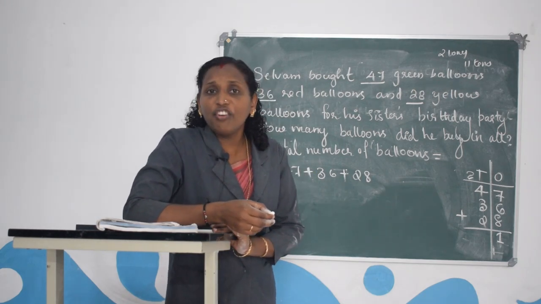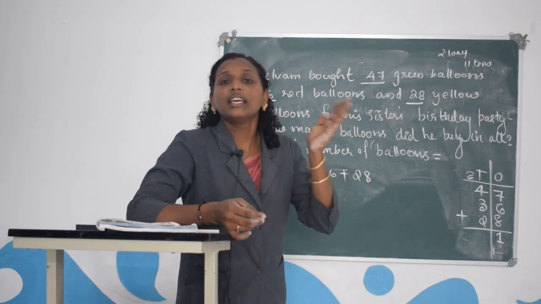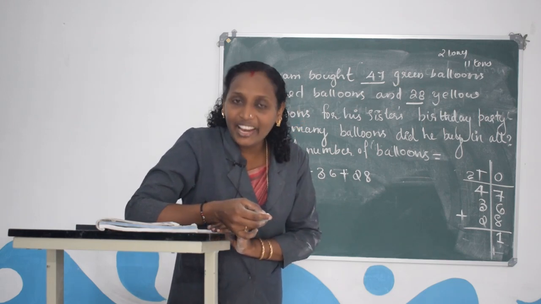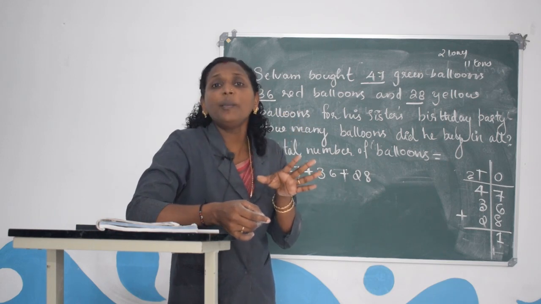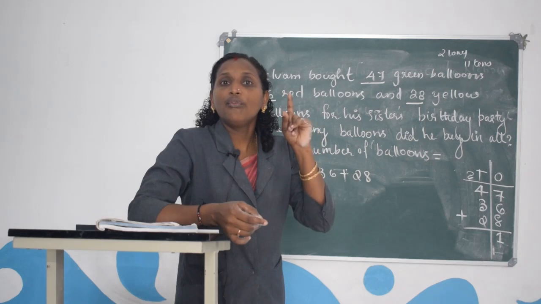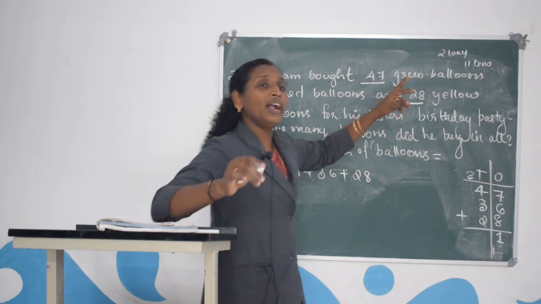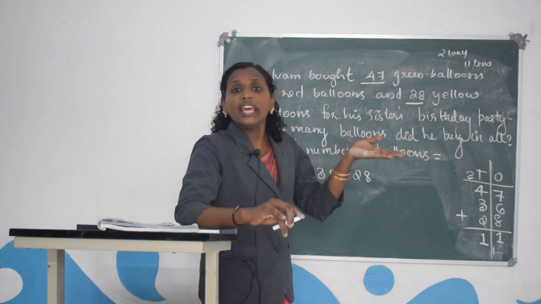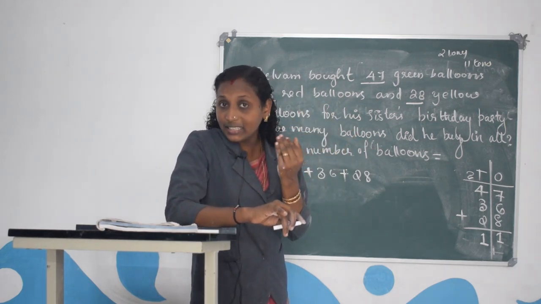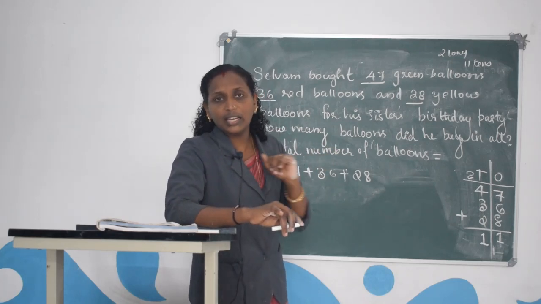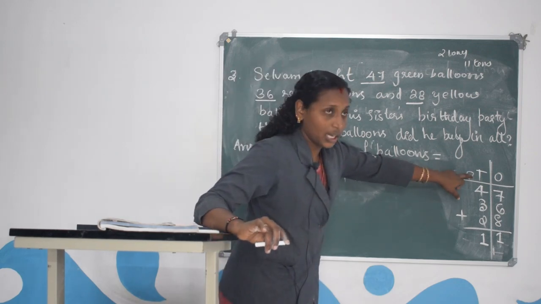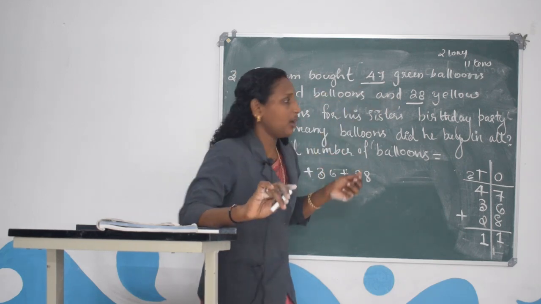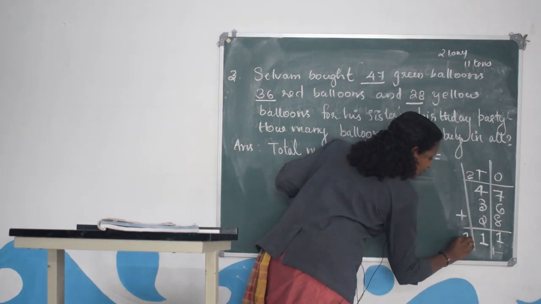What is 11 tens? 11 tens can be regrouped into 1 ten and 1 hundred. So 1 ten is written in the tens place and the 1 hundred, the carried over, is written in the hundreds place. That means 10 can be written in the tens place, and again 100 in the hundreds place.